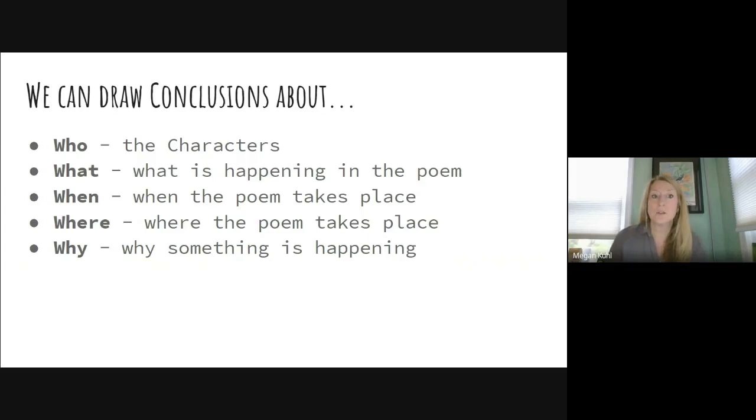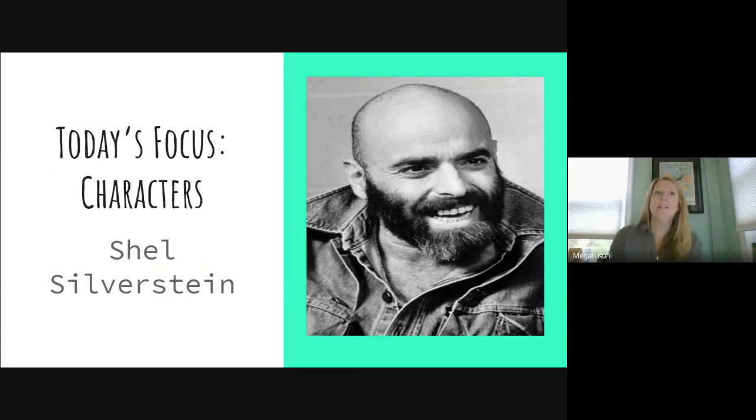We can draw conclusions about the who, that's the characters in the poem, what is happening in the poem, when the poem takes place, where the poem takes place, and why something is happening. And today we're going to focus on characters. And we're going to use several poems written by Shel Silverstein.